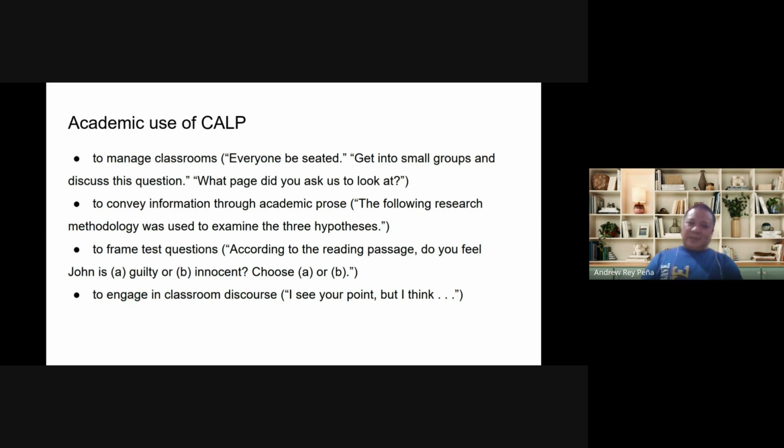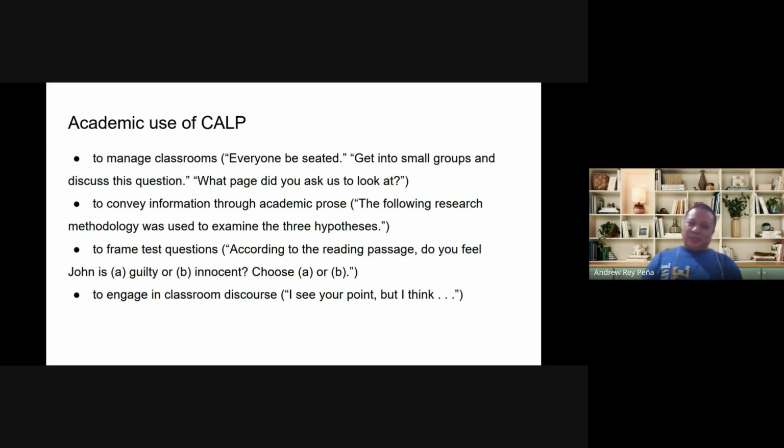Also, CALP is used to engage in classroom discourse. So you talk with each of your classmates, your teacher, and maybe you could say, "I see your point, but I think, but I believe that." So these are academic uses of CALP. So it's very important that you use the right register, BICS or CALP, in the right situation.